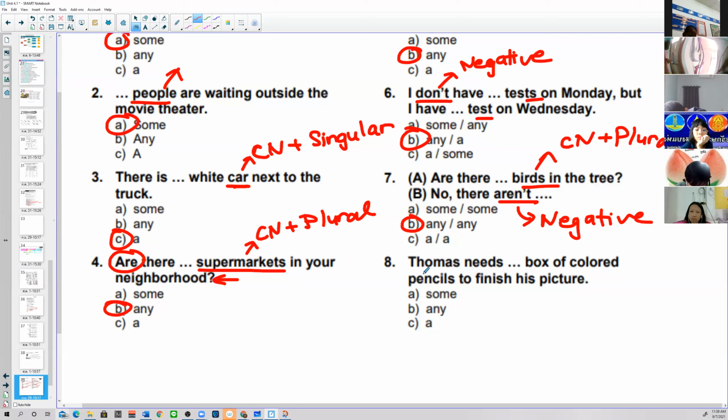Number 8. Thomas needs this one. Quite hard. Some people focus on pencils, but however, you just have to use a. Thomas needs a box of color pencils to finish his picture. He needs one box, but in one box they have lots of pencils, right? That's why they added an S. Okay, I think you're good to go.